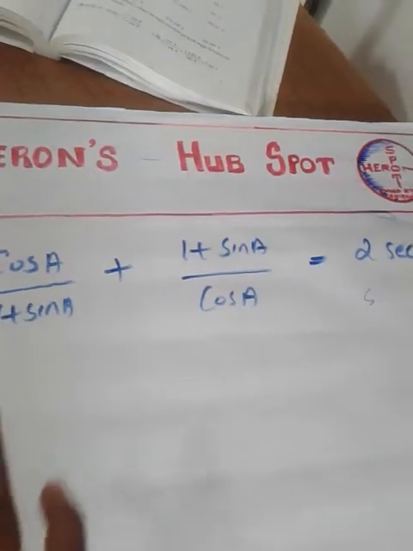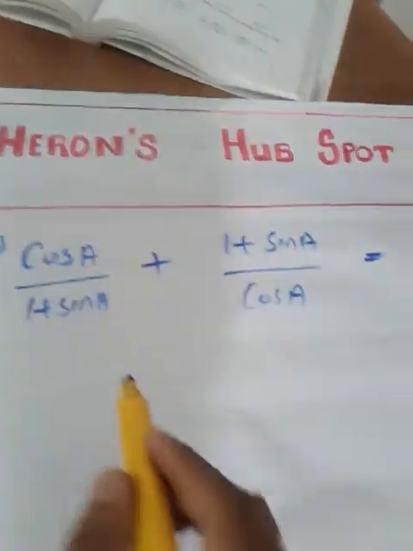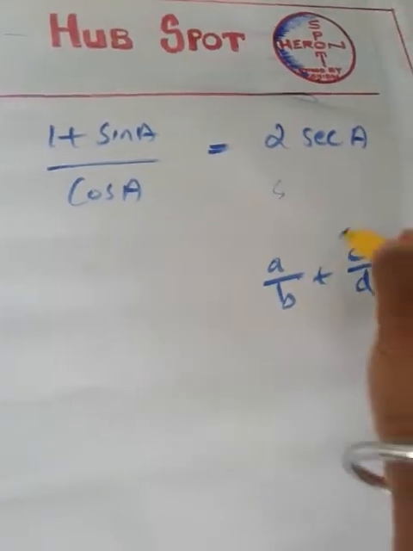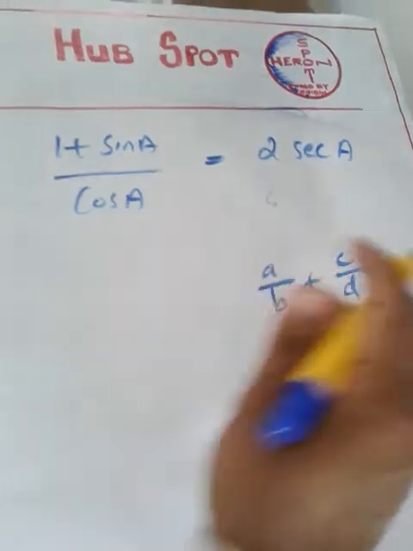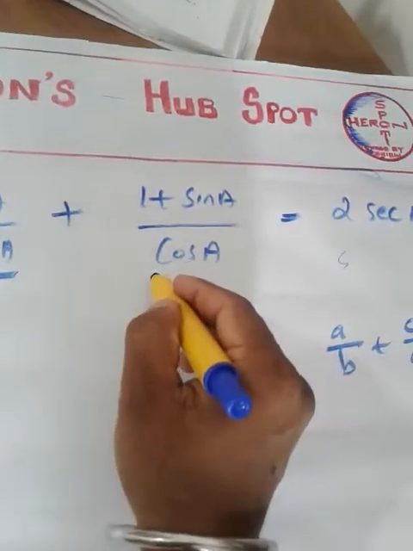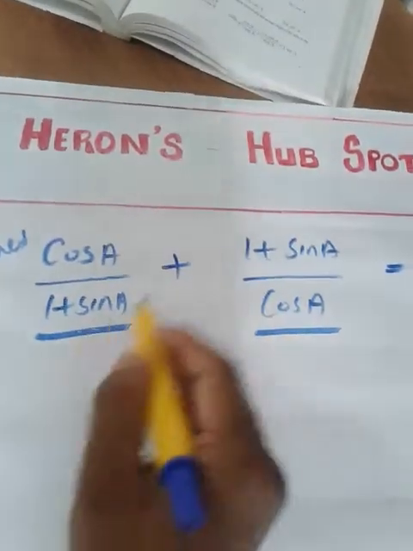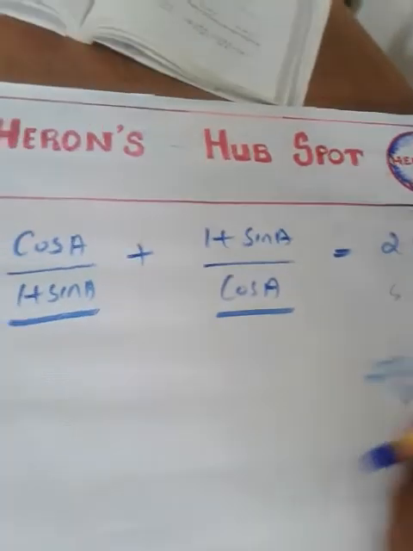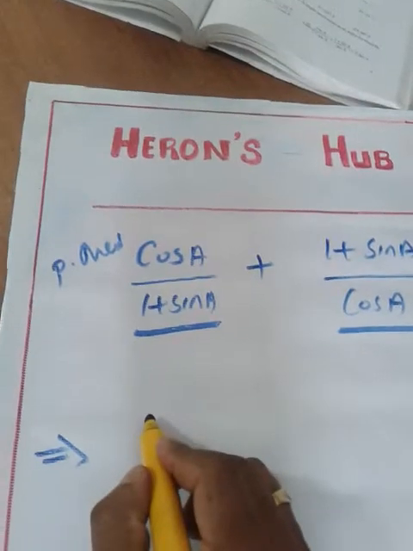So what I am going to do is just cross multiply. How you deal with a by b plus c by d, by cross multiplication, the same way I am going to cross multiply, because this is a fraction and this is another fraction. I have to add two fractions. So let me try with the cross multiplication first. Okay, let me try with the cross multiplication. So what I am going to do is just cross multiply.